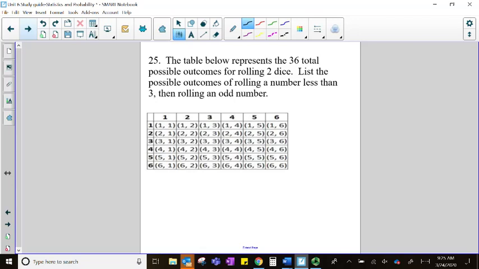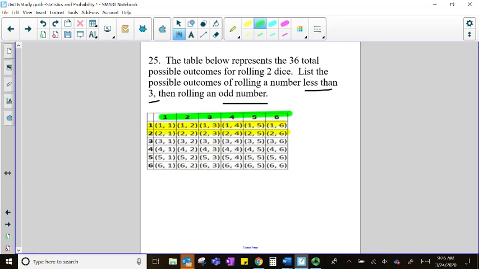Last one. The table below represents the 36 total possible outcomes for rolling 2 dice. List the possible outcomes of rolling a number less than 3 and then an odd. So the easiest way I can show you this is to use a highlighter here. We want a number less than 3. I'm going to use this as my first roll. So the numbers less than 3 would only be 1 and 2. Now that we have these as our first roll, that means any of these can happen the first time you roll.